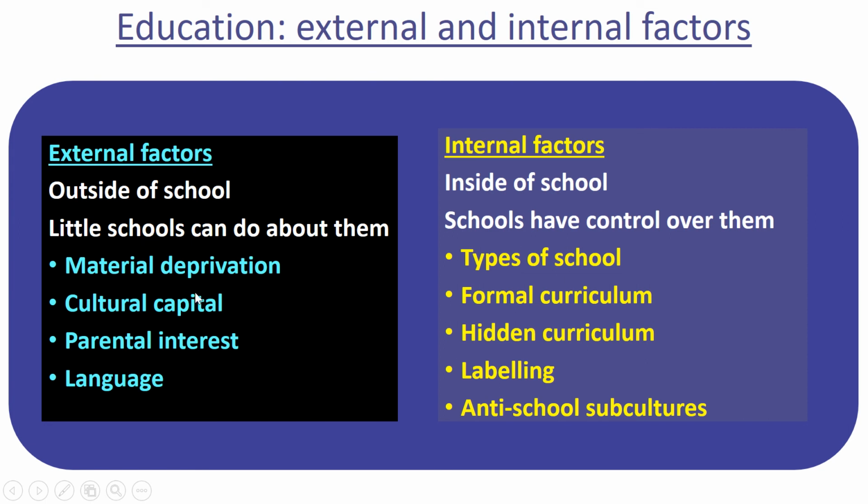School can't control whether your parents made you read when you were 3, whether your parents can afford to buy you a computer, whether your parents care about education. Internal factors, now schools have a lot of control over these. Do we set, do we stream, do we teach mixed ability? Do we allow independent schools in our education system, or do we ban them? What do we put in the formal curriculum? What do we put in the hidden curriculum?